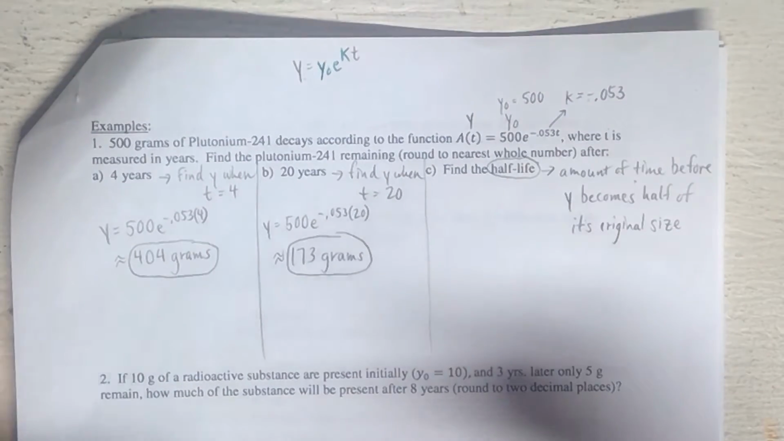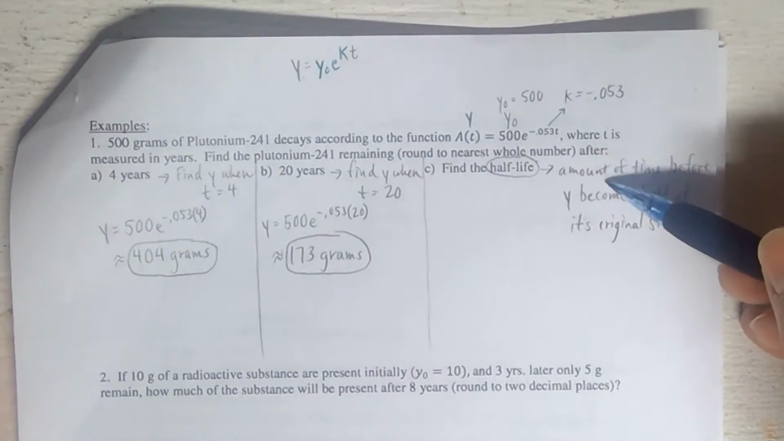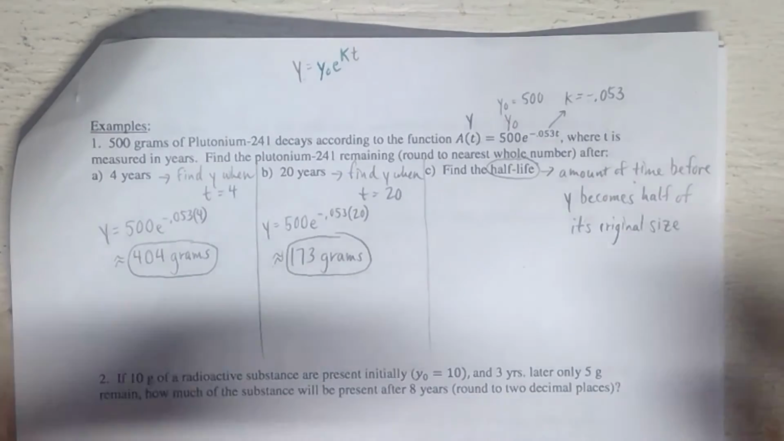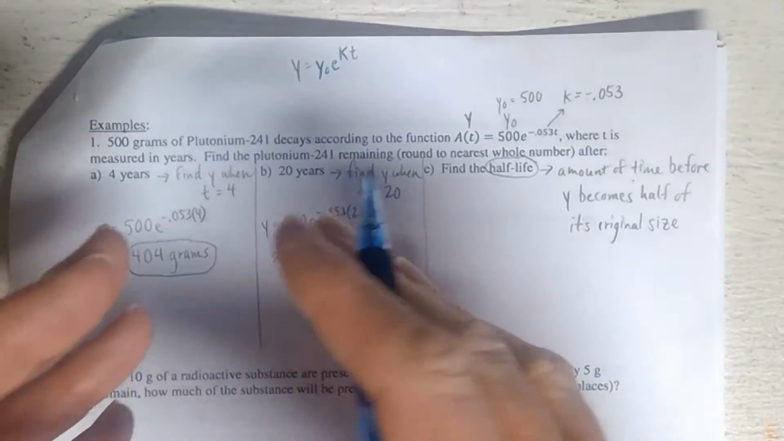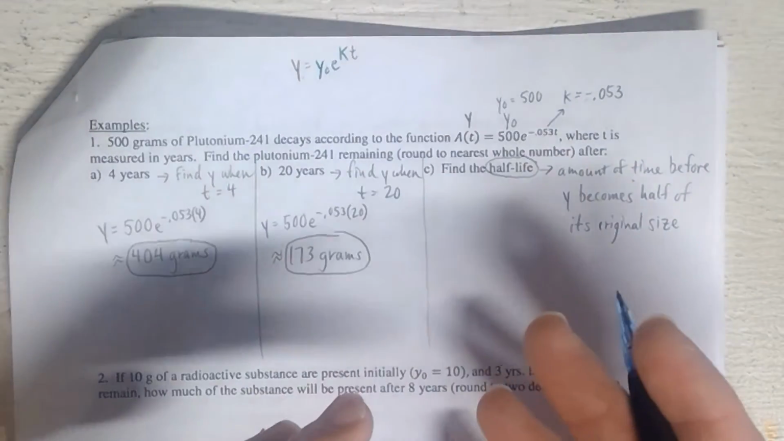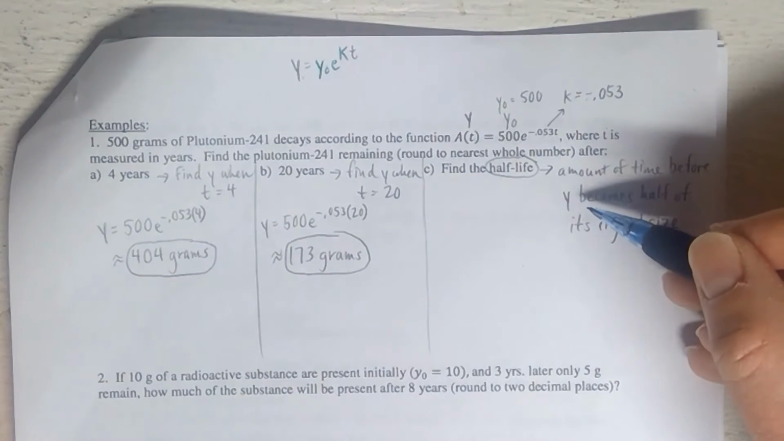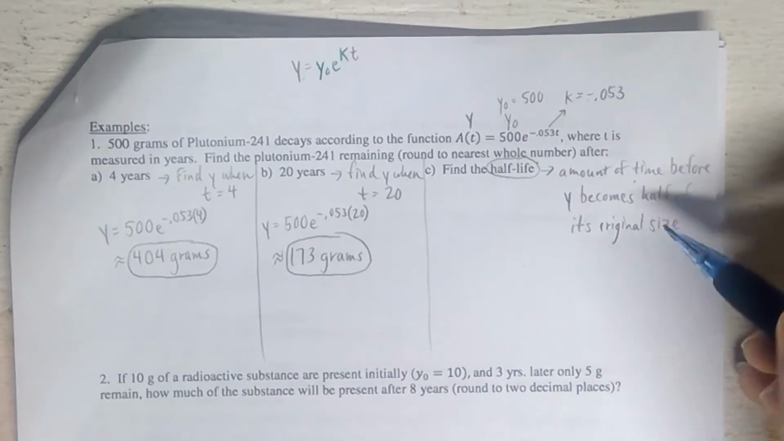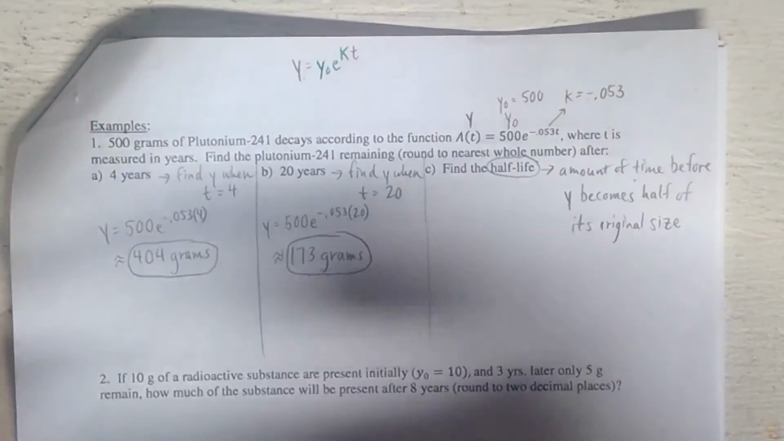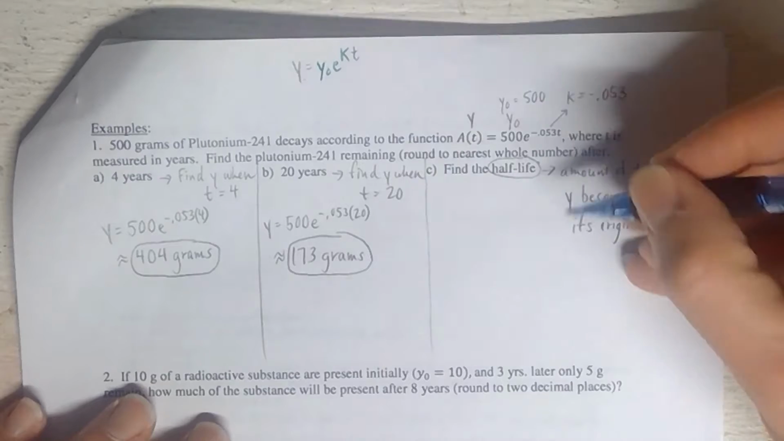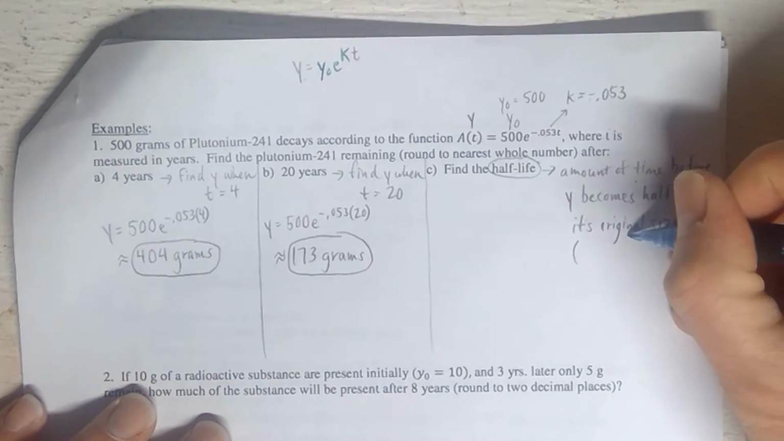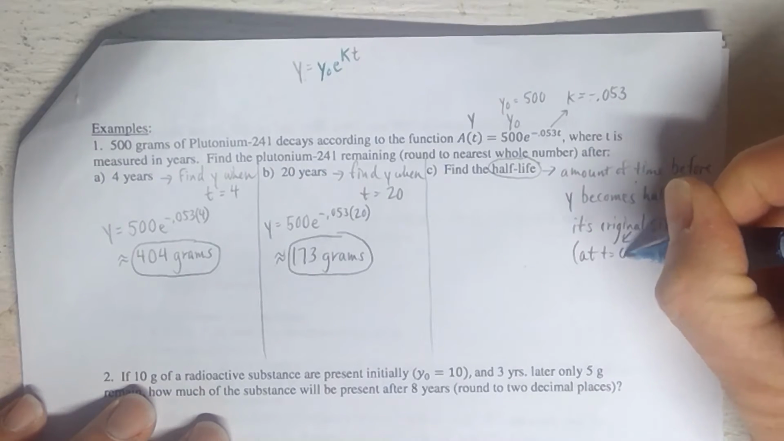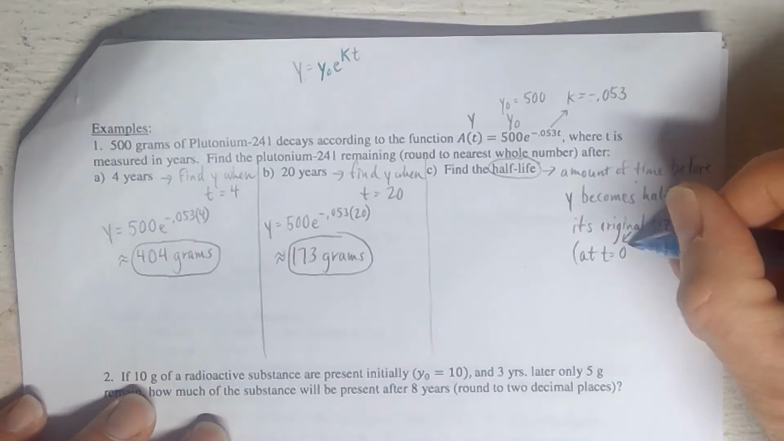So again, this time they are asking for the t. We need to plug something into y this time and figure out t. In the previous two problems, we plugged something into t and had to figure out y. Now it's the opposite. So you might be wondering, what do we plug into y then? Remember, y is going to become half of its original size. The original size is the size at time 0, at t equal to 0. But what is y at t equal to 0?